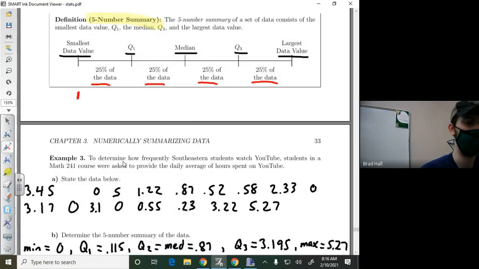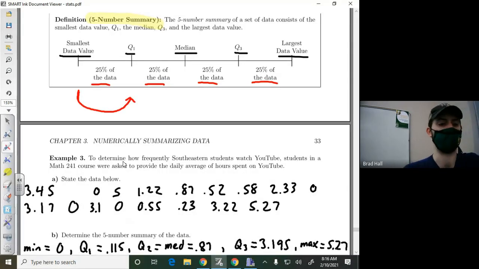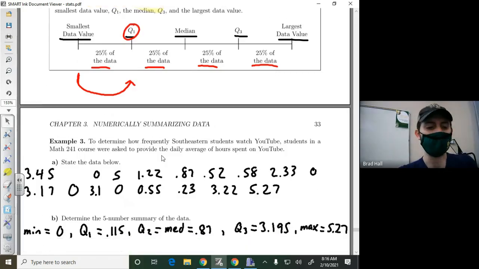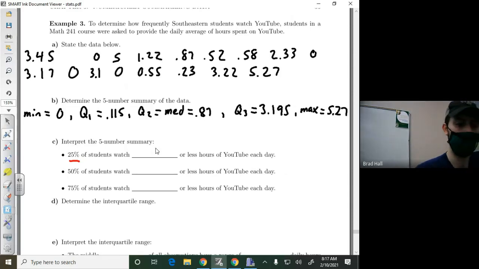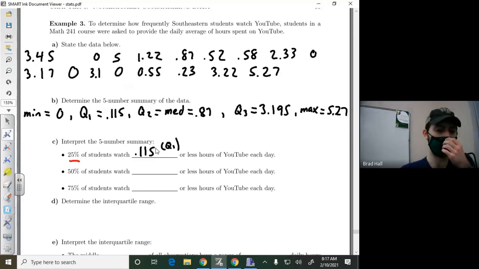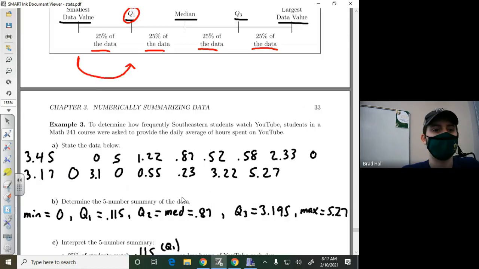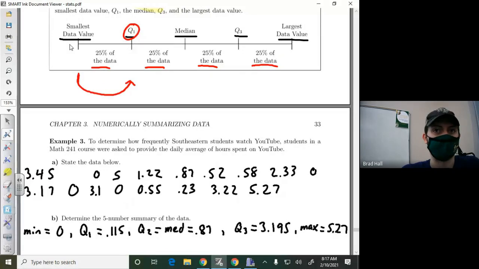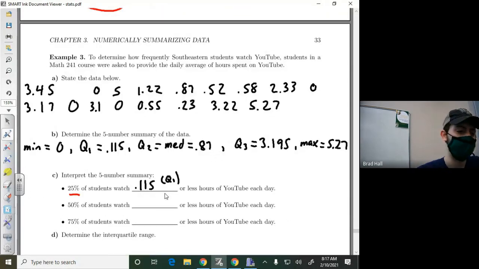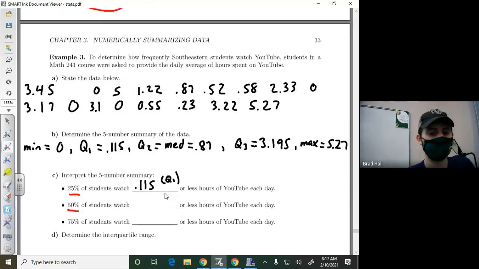If we start off at the smallest one here, one leap brings us to 25%, so that's Q1. Q1 is the boundary. So this is 0.115, which is Q1. So 25% of students watch the first quartile or less. At that point, 25% is less than Q1. And then it moves on with 50% will watch a certain amount or less each day.